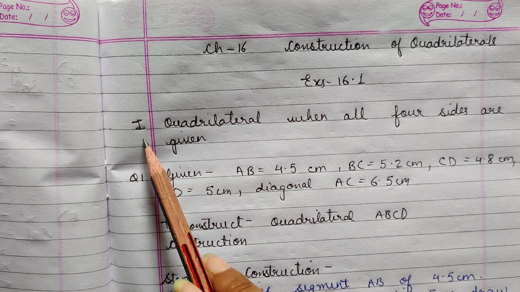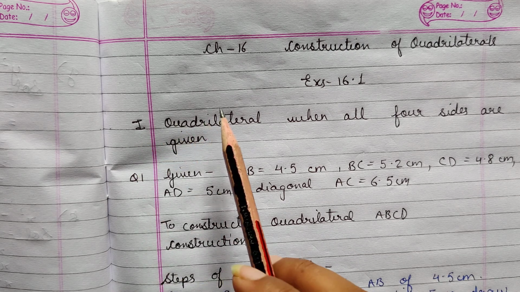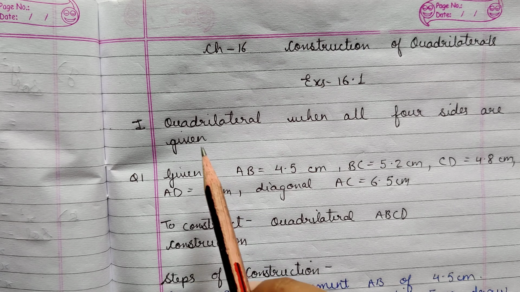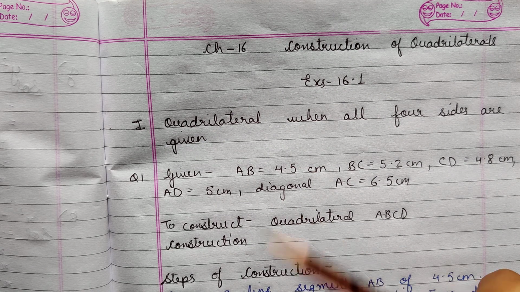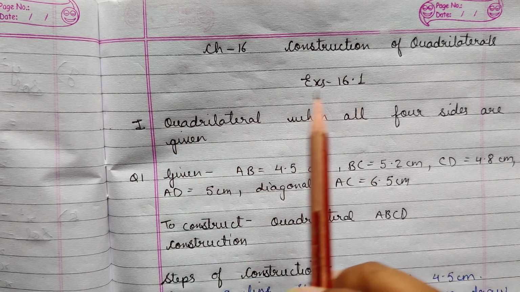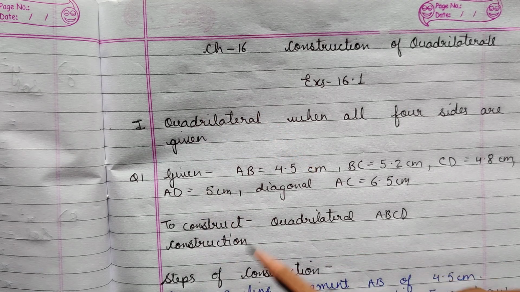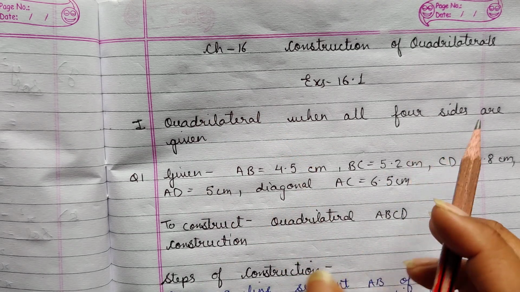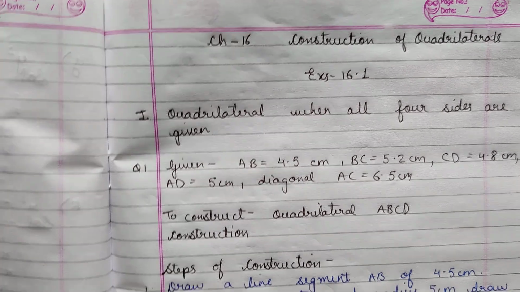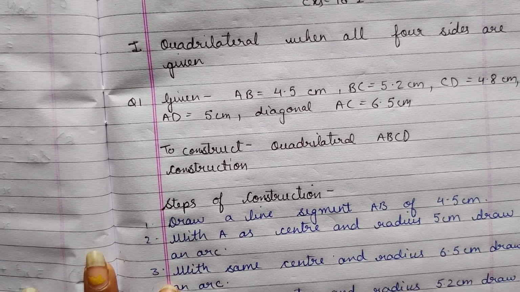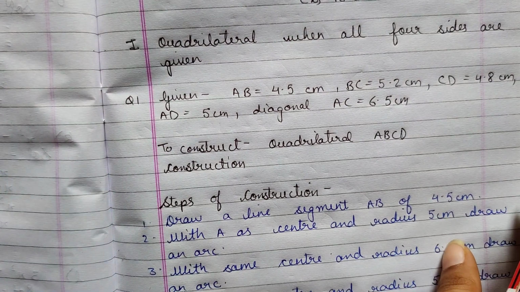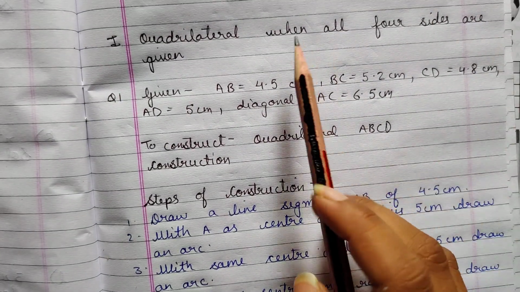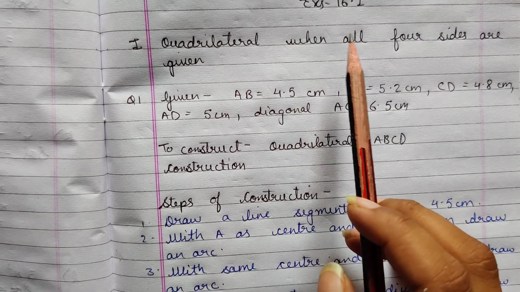So I'll mention each case, and to clear that case, I'll take a question from the exercise only. As we move further, we'll take a new case and a question similar to that from the exercise, and I'll solve it here. So the first case is that you have to construct a quadrilateral when all four sides of the quadrilateral are given.